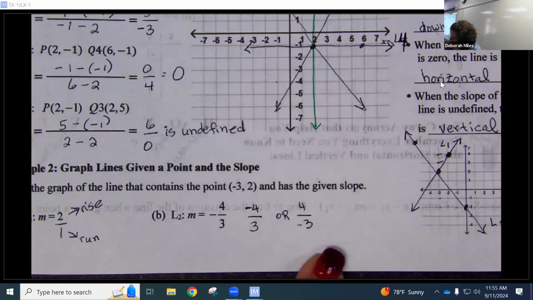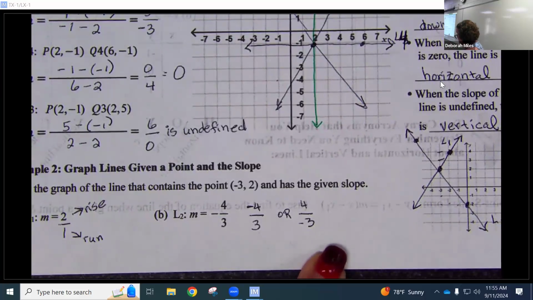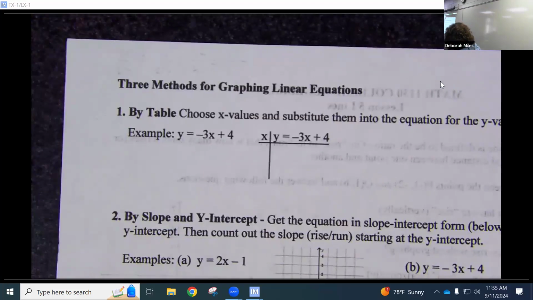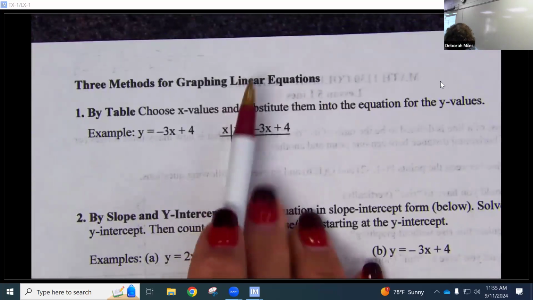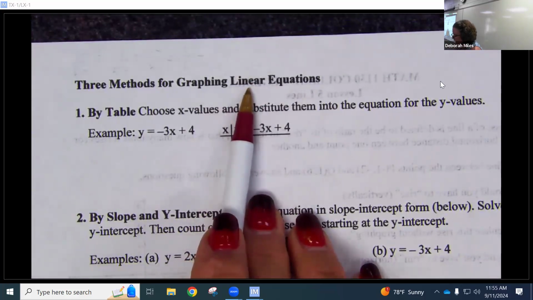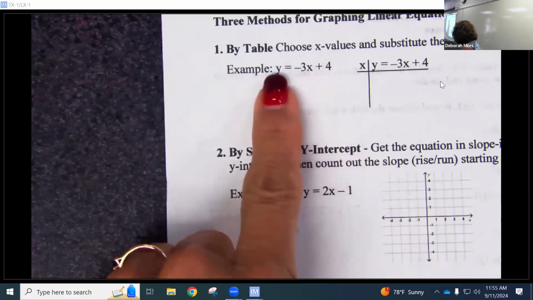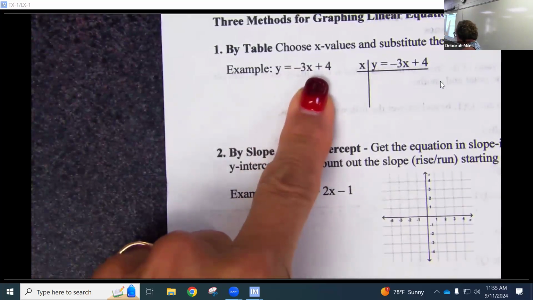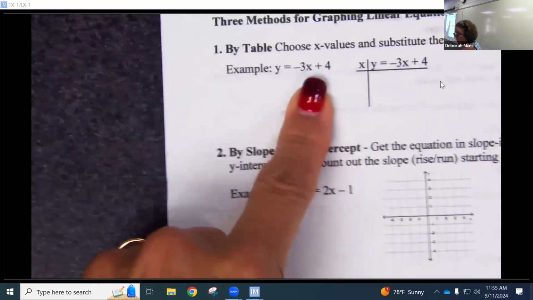All right. Any questions? Good. Three methods for graphing linear equations. Now, I've talked about that word linear before. How do you recognize a linear equation? What about this equation makes me go, oh, that's linear?